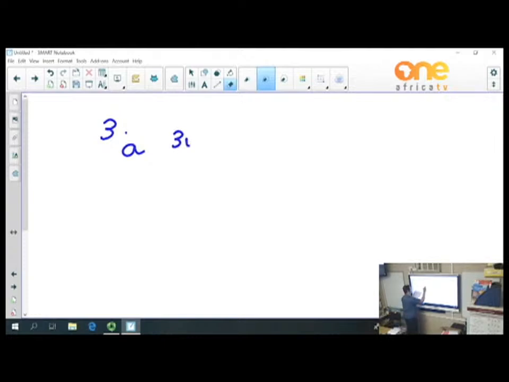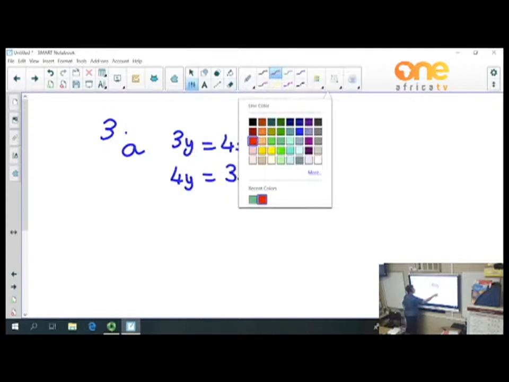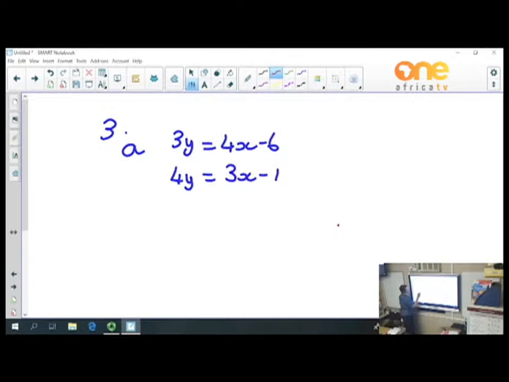So it's 3y is equal to 4x minus 6, and 4y is equal to 3x minus 1, solving simultaneously. This is not an easy one. We'll have to make a change here somewhere. I'll multiply this one by 4 and this one by -3. There are other possibilities as well.